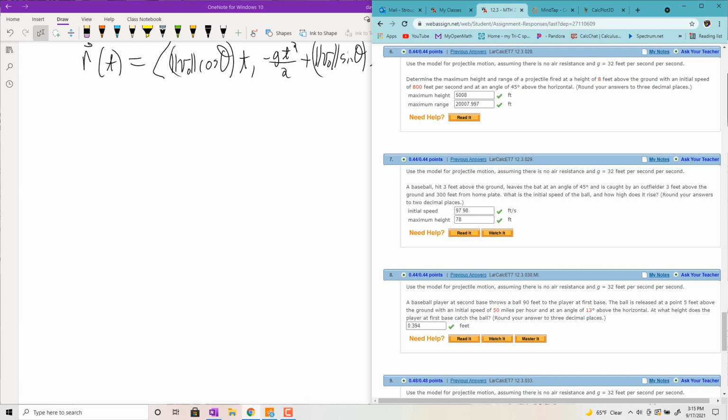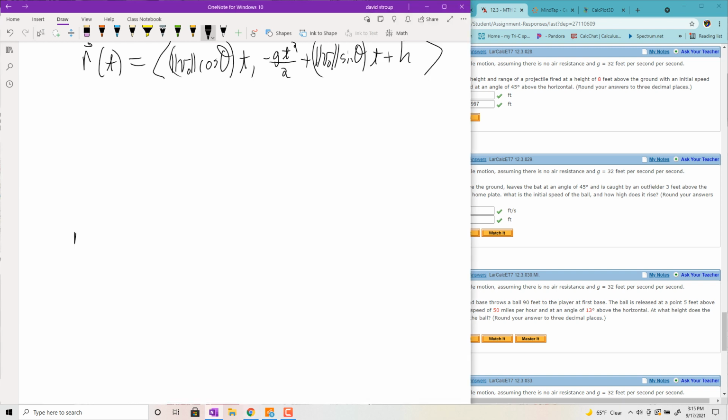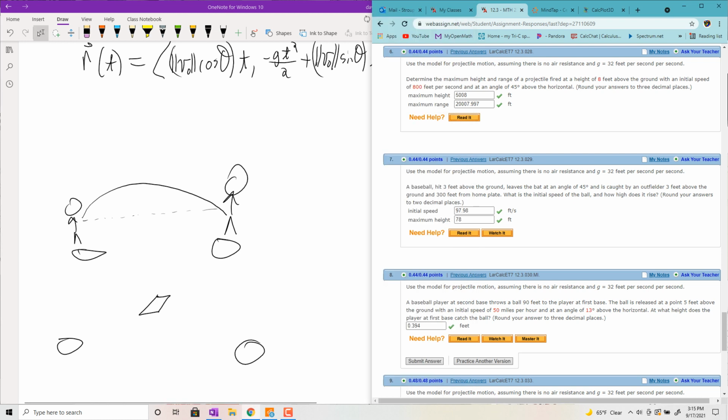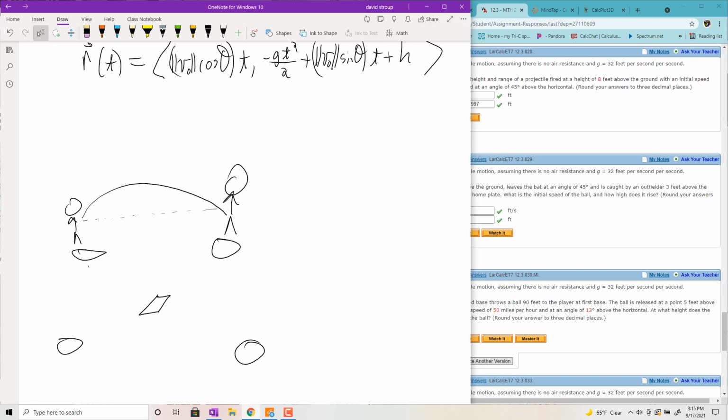So what's happening here is you have a baseball player at second base. Hopefully you guys have played baseball, or at least have watched baseball. Here's the pitcher's mound. This person is throwing the baseball to the first baseman. It's not going in a straight path, it's going in a sort of parabolic path. I don't know where it's hitting the first baseman is the issue. The baseball player throws the baseball 90 feet, so this distance is 90.